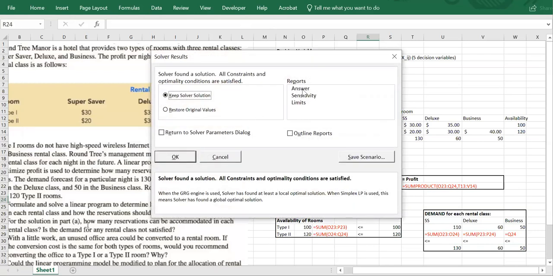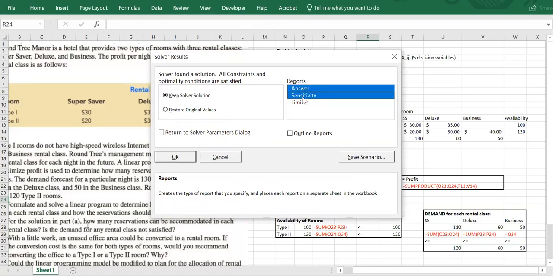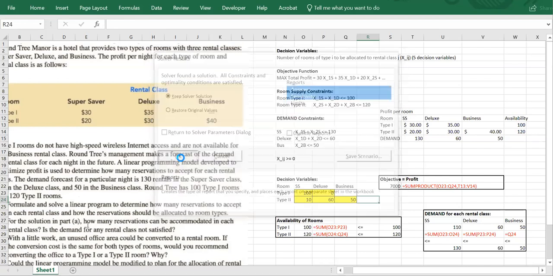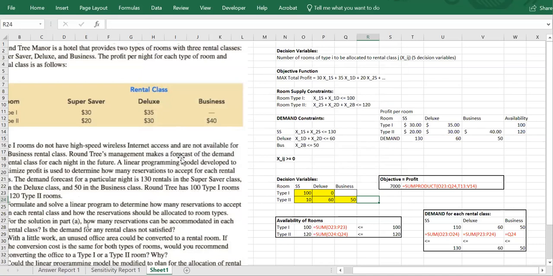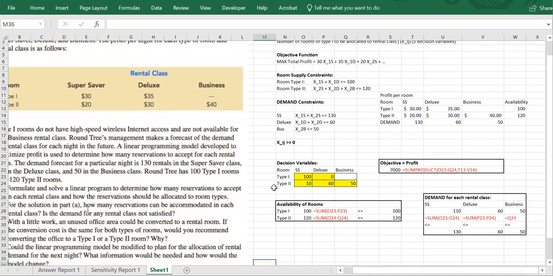I'm just going to add the answer and sensitivity report because we may need the sensitivity report for answering some of the follow-up questions for the next part of this question. So, okay, the solver was able to find a feasible, optimal solution for this linear programming problem. So let's take a look at our answer.